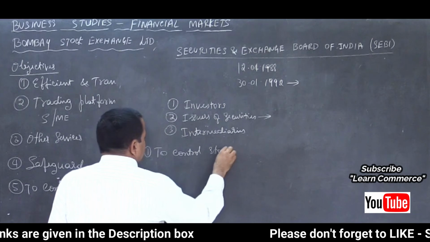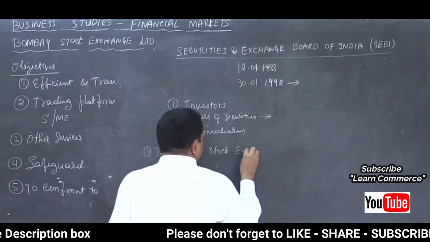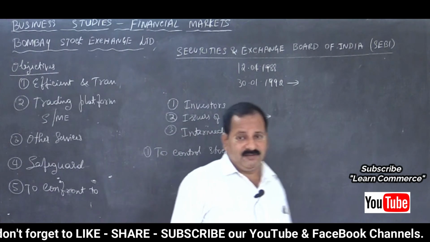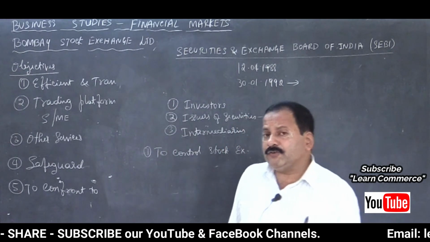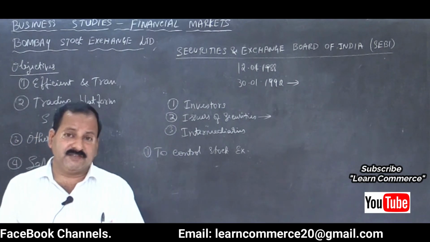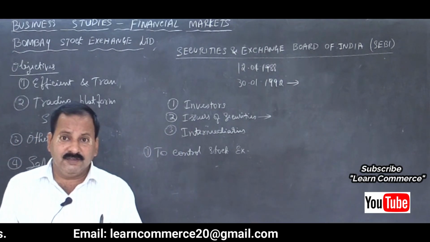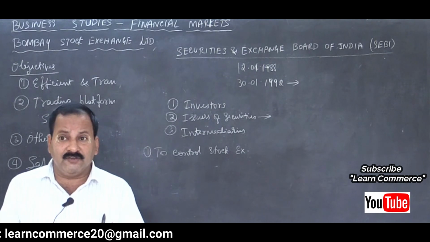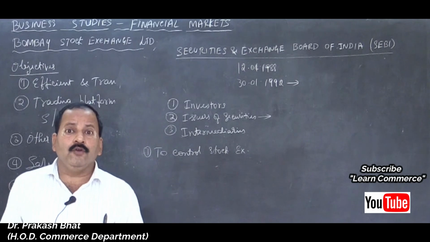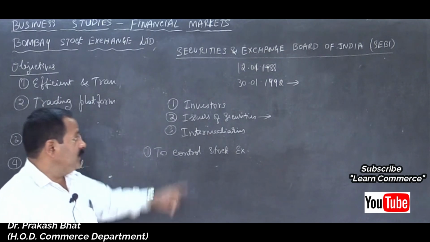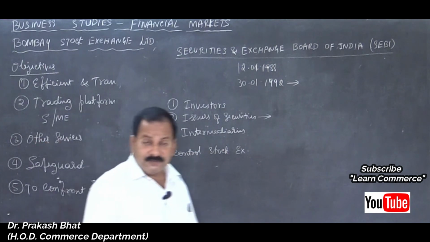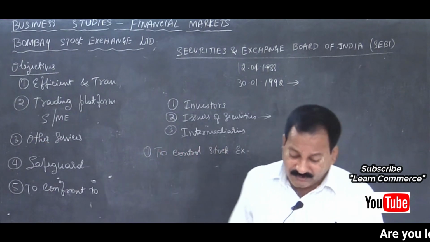Regulate stock exchange or control stock exchange in an orderly manner. Orderly manner in the sense there should be some sort of discipline, some sort of efficient service to the investors, and there should be rules and regulations which should be adhered to by all the interest groups like investors, issuers of securities and the intermediaries. So that is the main objective of SEBI.